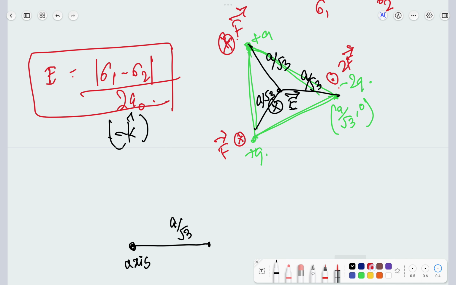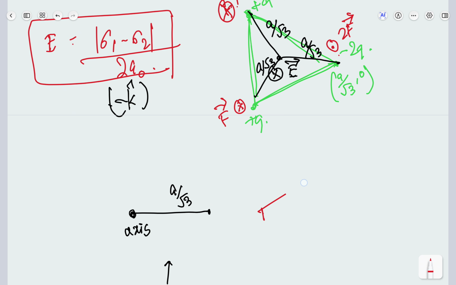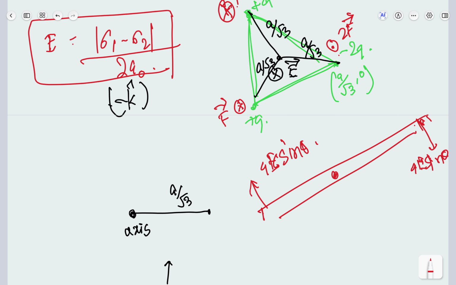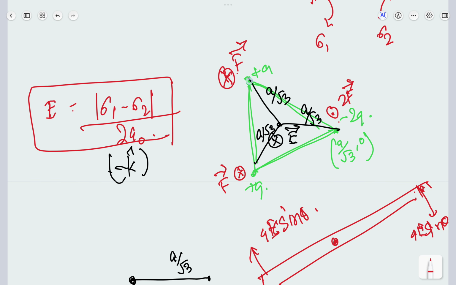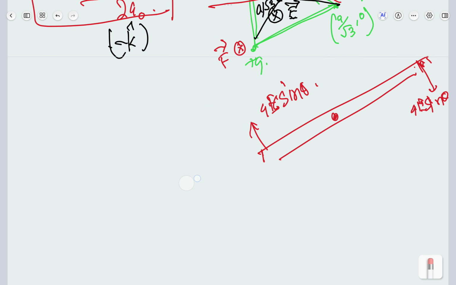So here's the trick. When you have a bar and you want to find the net torque on it, you take QE sine theta and QE sine theta at each end. But you can't do that here, because this one would try to apply the force downwards, but it won't actually move exactly in the opposite direction of this, because it is at some angle theta from here, not exactly an A by root 3 distance. That's the problem. So let's break its rotation into two parts.